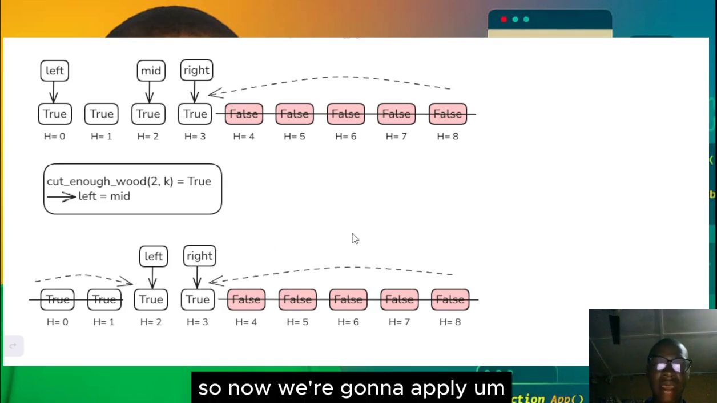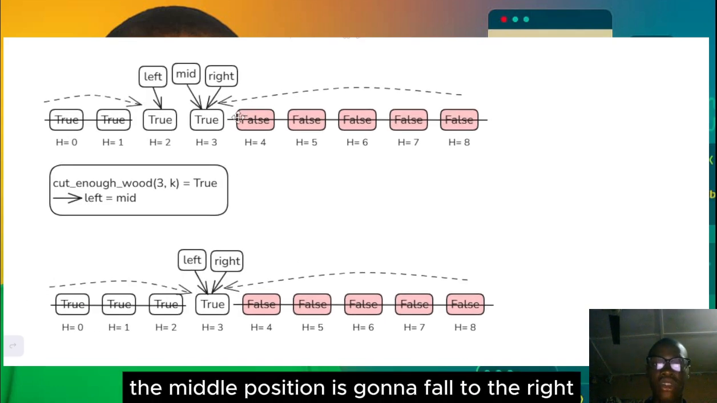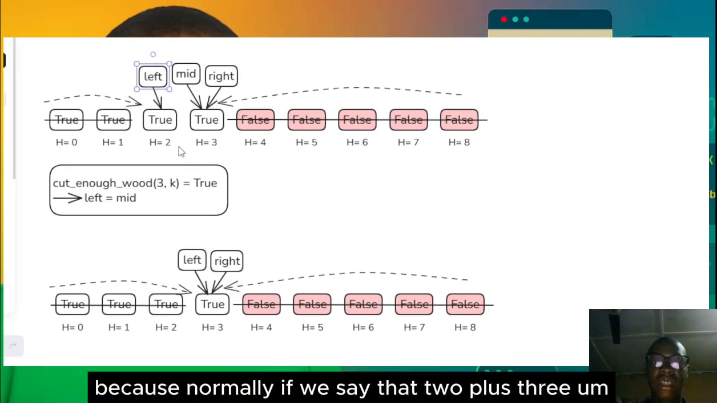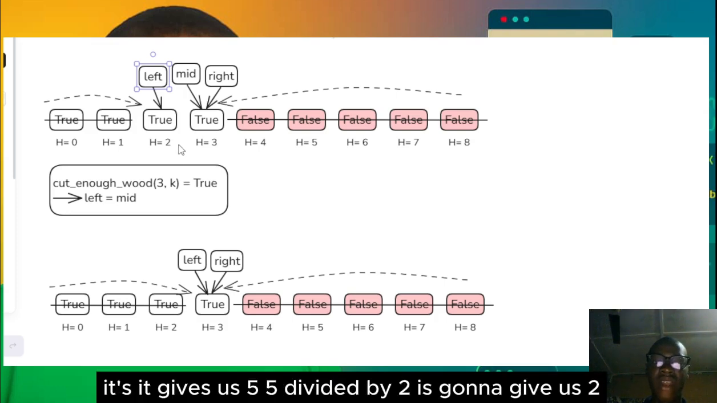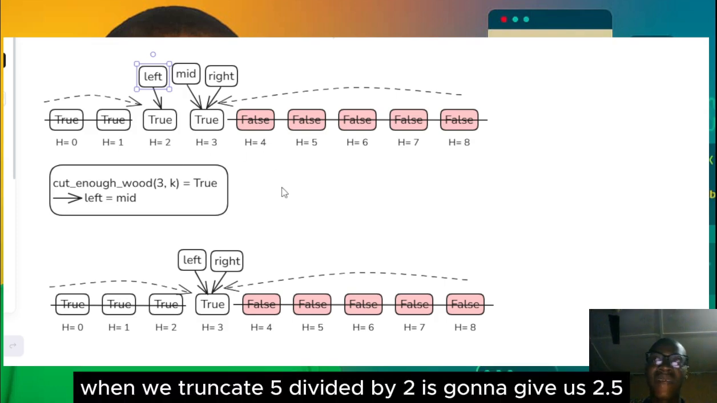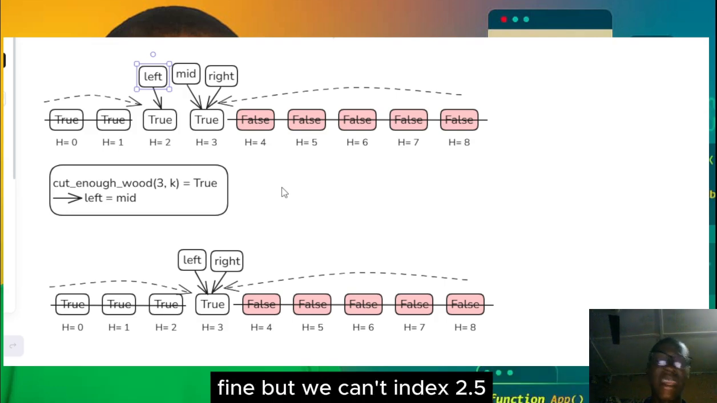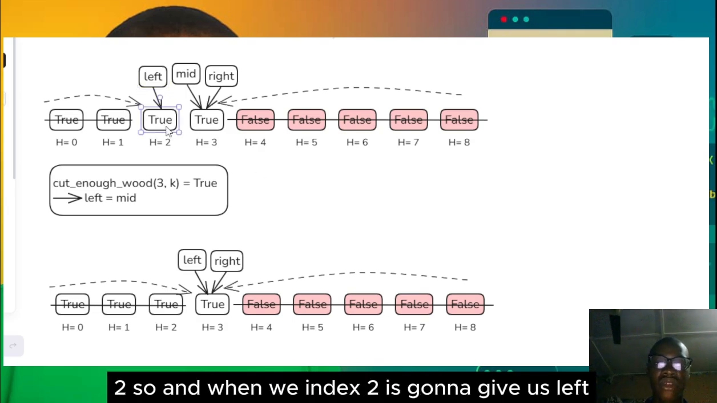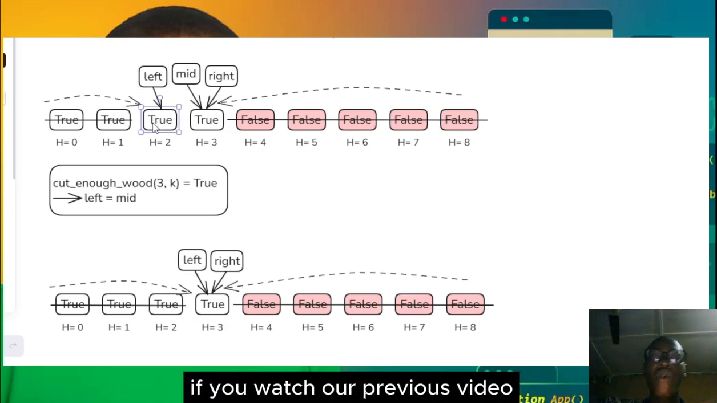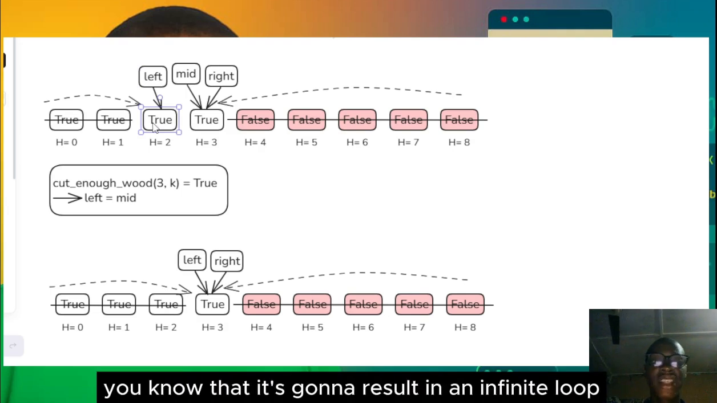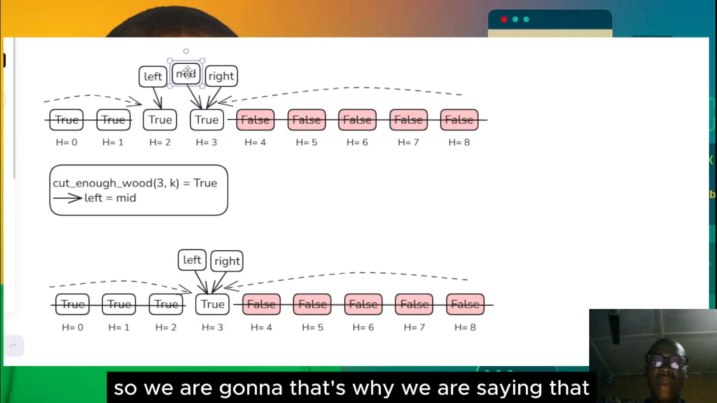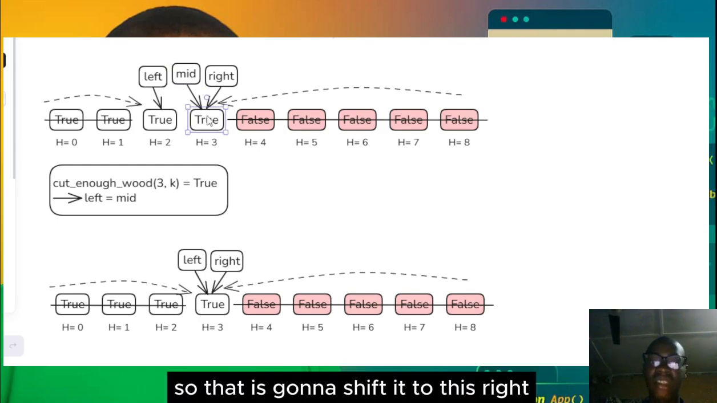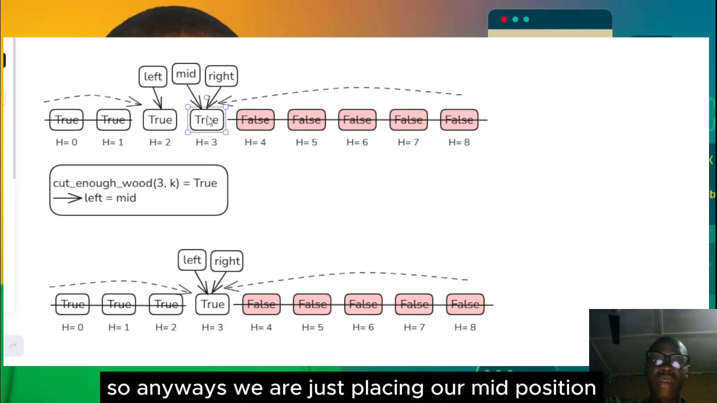Now we are going to apply the middle position falling to the right, unlike to the left, because normally 2 plus 3 gives us 5, divided by 2 is 2.5, but we can't index 2.5. We have to truncate the 0.5 to remain with 2. And when we index 2, it's going to give us left. If we do it this way, as you know if you watched our previous video, it's going to result in an infinite loop. That's why our mid equals left plus right divided by 2 plus 1, so that it shifts to the right. Anyways, we are just placing our mid position.